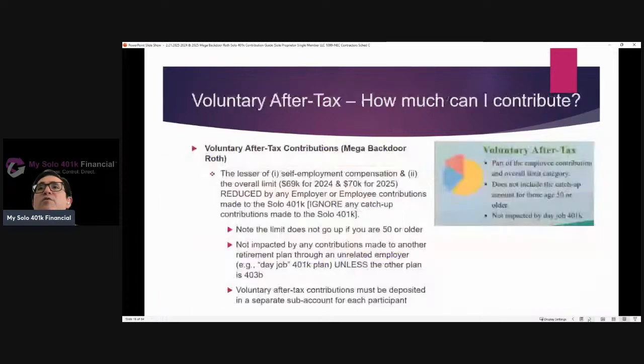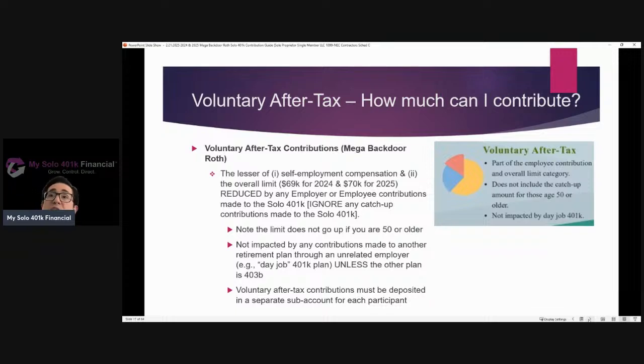Okay, so now let's turn to the voluntary after-tax solo 401k contribution limit. So the limit is 100% of the self-employment compensation, dollar for dollar, up to the overall limit. In other words, it's the lesser of self-employment compensation and the overall limit. Recall that the overall limit is $69,000 for 2024, $70,000 for 2025.